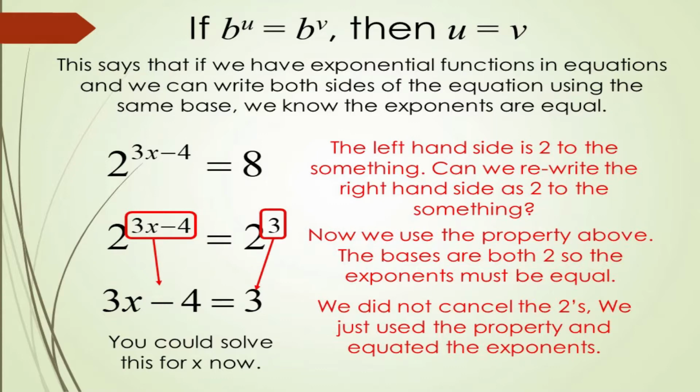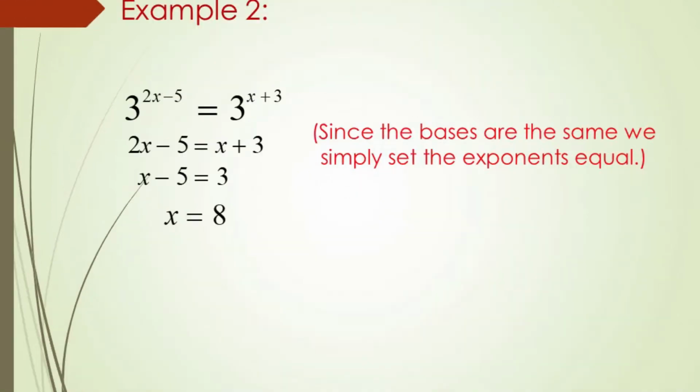Same thing, example number 2. 3 raised to 2x minus 5 is equal to 3 raised to x plus 3. If you have noticed, they have common base, which is 3. So we can now equate the exponents to each other. That would become 2x minus 5 equals x plus 3. And then you solve for x.